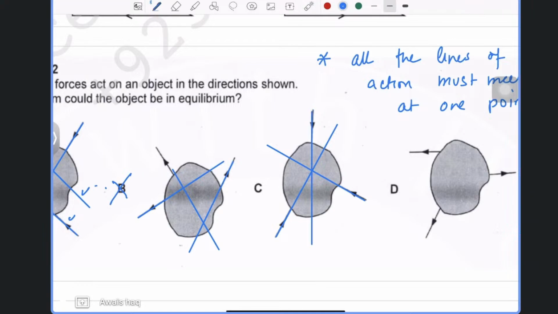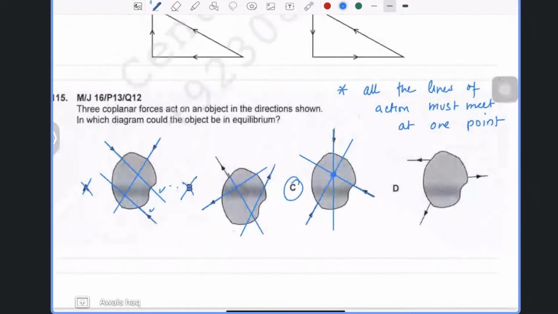Do you think it's in equilibrium? Yeah, of course it is in equilibrium, because all the lines are meeting. And we can check also the last one, just to tell you that I'm right. If you check it, they can never meet. They're two parallel forces. That would be wrong. Is it clear, everyone?